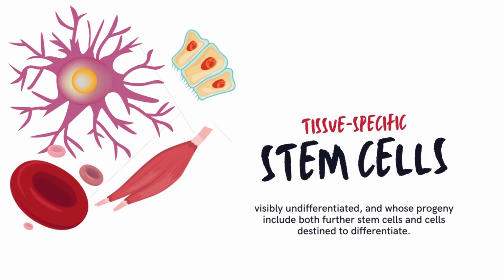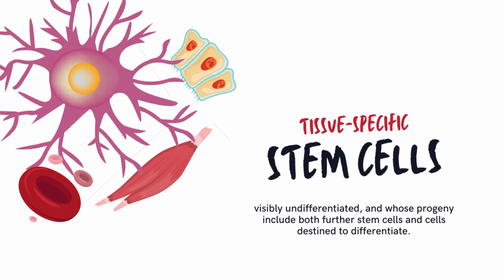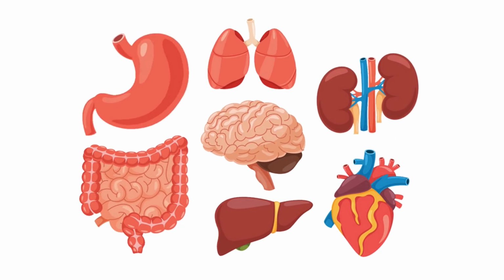Tissue-specific stem cells are visibly undifferentiated and their progeny include both further stem cells and cells destined to differentiate. They persist for the lifetime of the animal and are found in niches defined by signals from surrounding cells. Tissue-specific stem cells are committed to form just one particular tissue type, and they are found in the different organs of the body.